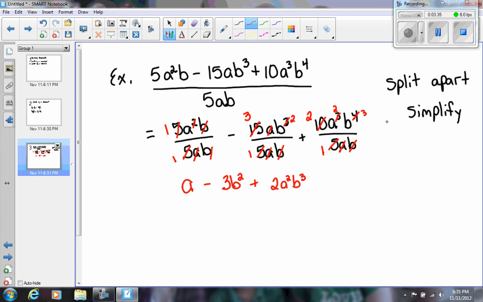So when you are dividing, and in this case I have a trinomial divided by a monomial, anytime I'm dividing by a monomial, my strategy is to split it apart and then simplify.